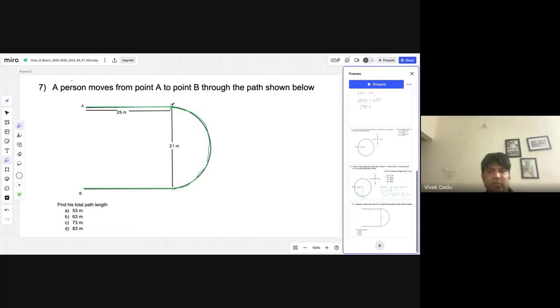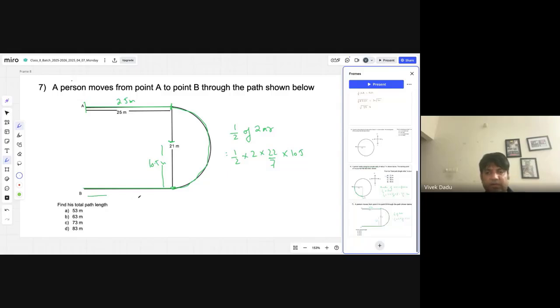How much is the length of this path, Rudransh? This path is a semicircular path. So half of circumference, 2 pi r, half into 2 into 22/7. How much is the radius if this is the, yeah, this is the diameter, right? So radius is half of it, 10.5, right?